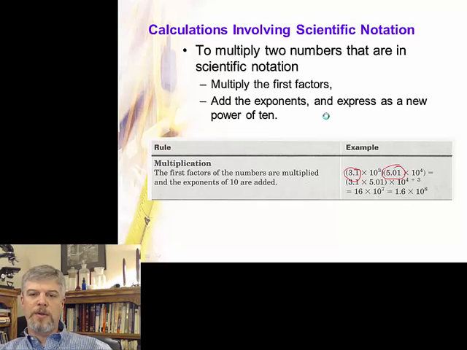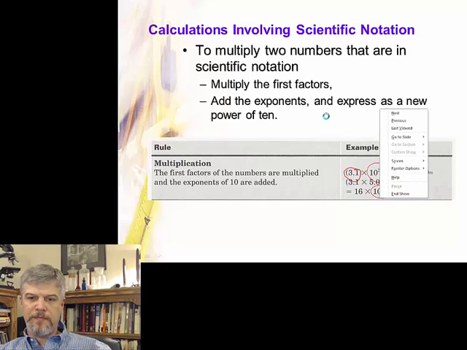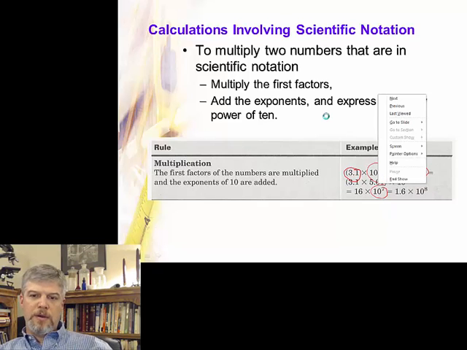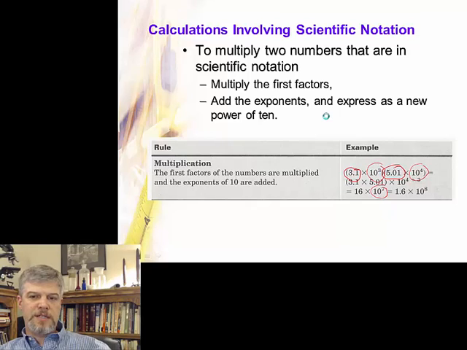Then you will go into your powers of 10, hold the base, add the exponents, and express as a new power of 10. So you can see this real quickly. The 10 to the third and 10 to the fourth get added together. We'll have 10 to the 7th, which happens here. And then 3.1 times 5.01 gives you, well, it doesn't give you 16 exactly.